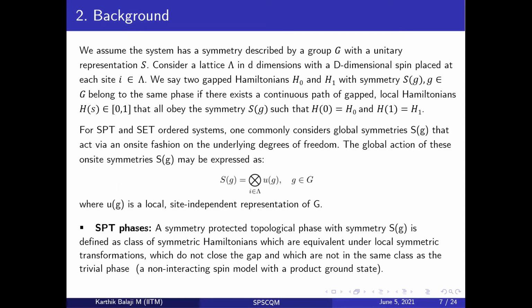Now we assume that a system has symmetry described by a group G, with a unitary representation S. And consider a lattice Lambda in d dimensions with a D-dimensional spin placed at each site i belonging to Lambda, each site of the lattice. We say two gapped Hamiltonians with symmetry S of G belong to the same phase if there exists a continuous path of gapped local Hamiltonians from H0 to H1 that all obey the symmetry S of G.